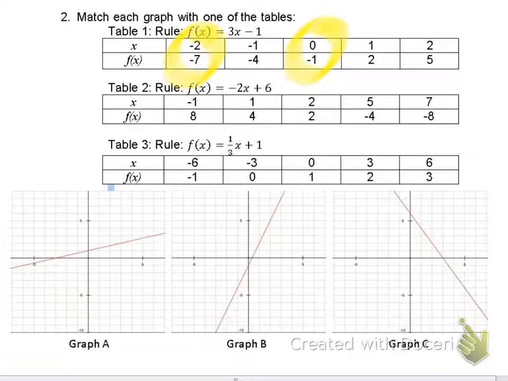So on the graph A, at x value 0, it goes to positive 1, so I know it's not that. And in graph B, it does go through 0, negative 1. Let's check negative 2. So negative 2, negative 7, that's another point on the line. And if we check another one, we could check 2, 5. So over 2 and up 5, which is right here. So that's another point on the line. So I'd say this is pretty close. So table 1 would be graph B.